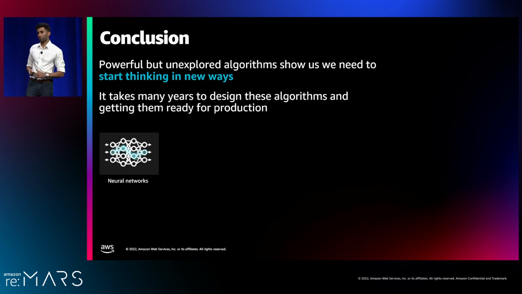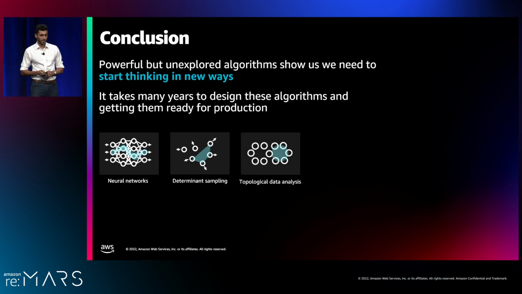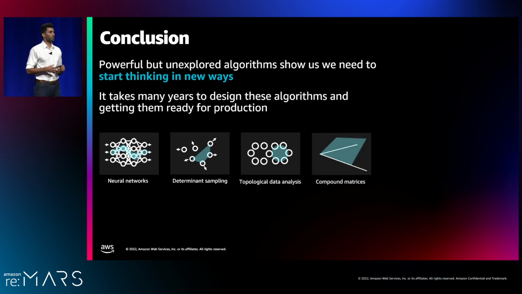We saw algorithms for neural networks, for determinant sampling. These two actually have quantum-inspired applications that you can use today on medium-sized data sets. So these are things that you can use today. Topological data analysis and compound matrices, these are things that you can start experimenting with. These are both fundamental shifts on how we think about problems, going from pairwise interactions to larger order interactions. So these we can start thinking about today and understanding if they're good for our use cases.